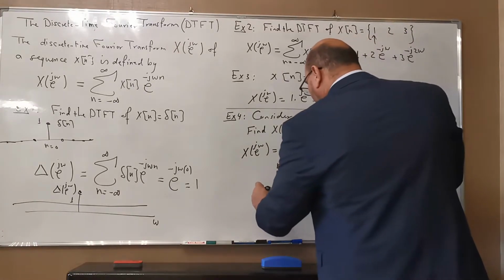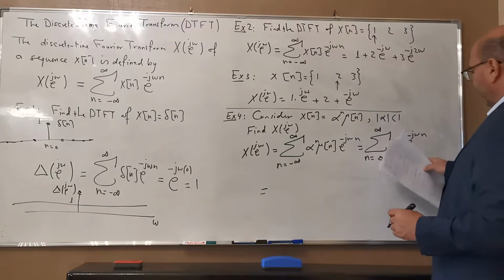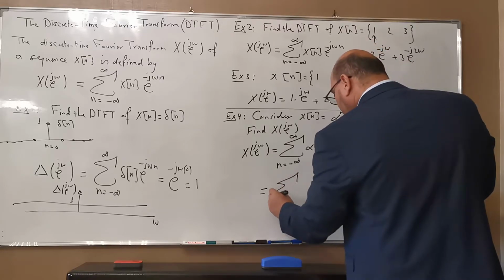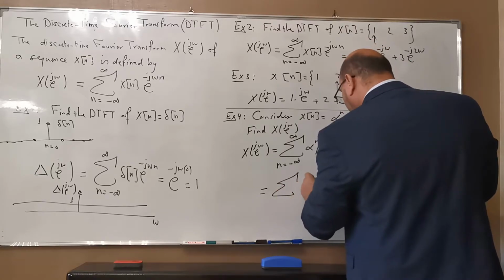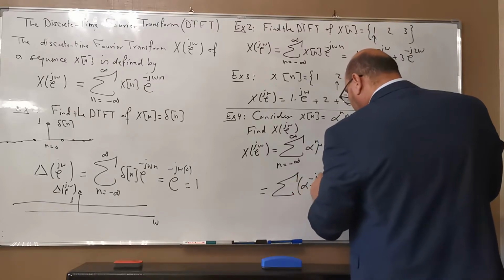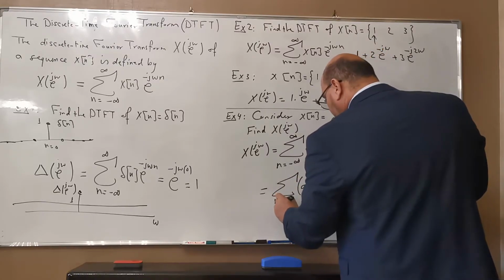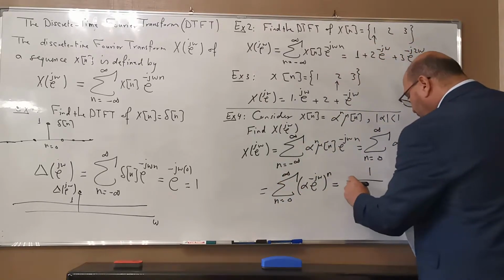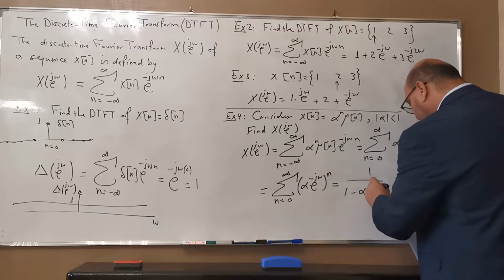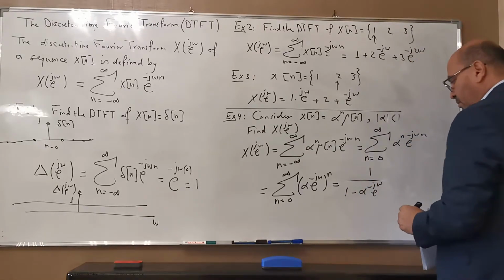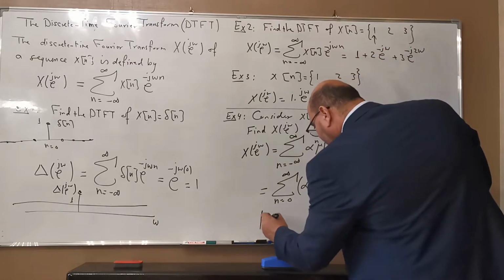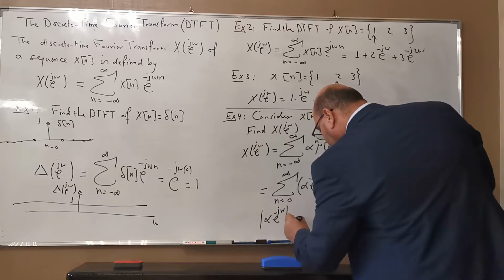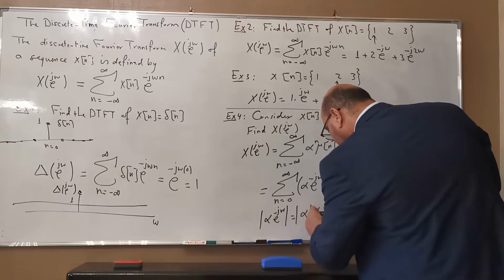Now I'm going to combine alpha with the exponential n, put it this way: alpha e to the minus j omega, the whole thing to the power n, from n equals 0 to infinity. Now this is definitely equal to 1 over 1 minus alpha e to the minus j omega. Why? Because the magnitude of alpha e to the minus j omega is equal to the magnitude of alpha, which is less than 1.